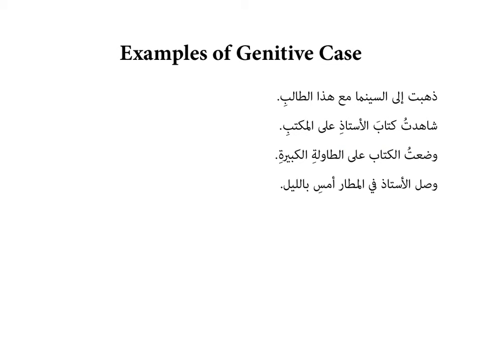That's a prepositional phrase. And then an example of a noun-adjective phrase in a prepositional phrase. You get, I put the book on the big table. So tawilati is genitive because it's the object of the preposition ala. Kabirati is genitive because it is agreeing in a noun-adjective phrase with tawila. And then an example of an adverb that is marked genitive, amsi. Wasal al-ustad fil matar amsi bil-layl.